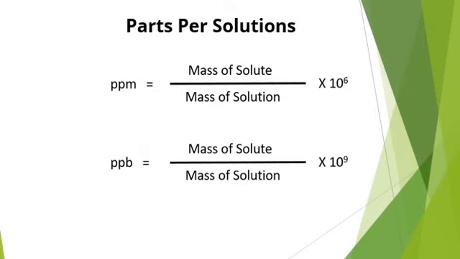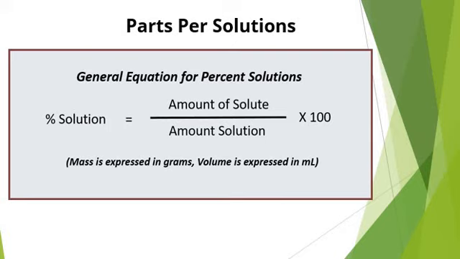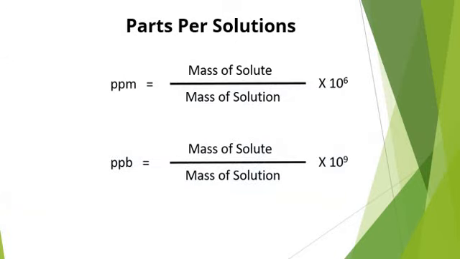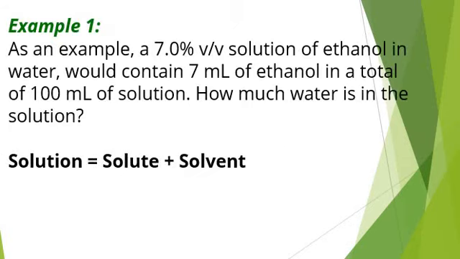Now, the formula we have discussed. Other types of parts per solution concentration are parts per million and parts per billion. Here we will not do the numericals of parts per million and parts per billion. However, in further life, you may encounter these when you go through advanced level studies, like MPhil and PhD. Now the example.